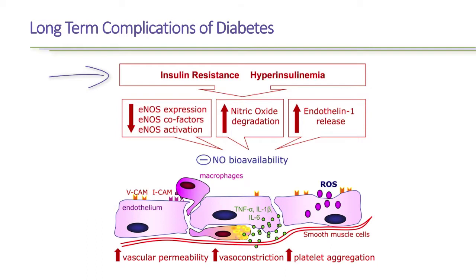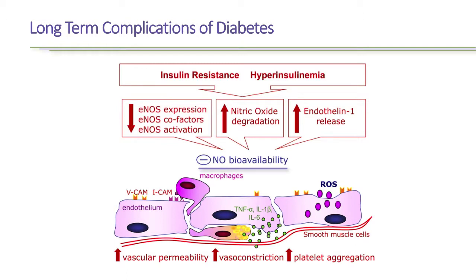When you have insulin resistance and hyperinsulinemia, you produce a decreased endothelial nitric oxide synthase. You also increase nitric oxide degradation, and you increase endothelin-1 release, and all of these have an effect on the endothelial lining and blood vessels. These all lead to decreased nitric oxide bioavailability. Remember, nitric oxide helps expand arteries and decreases blood pressure.